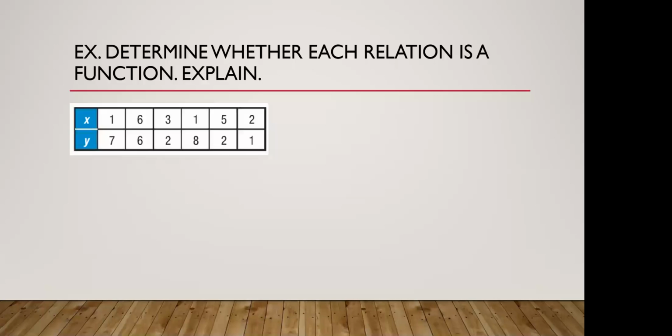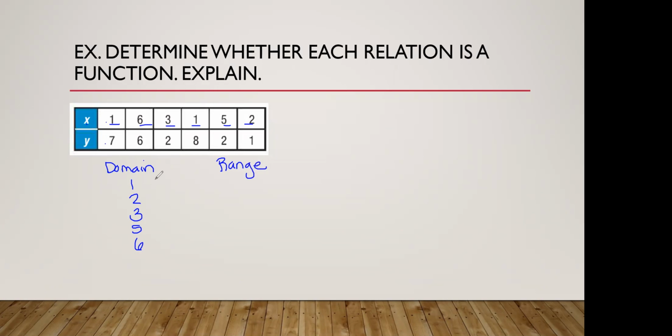All right, so let's look at this one here. So now it's presented in a different way, just a table. So now we have our x values. So we've got 1, 6, 3, 1, 5, and 2. So I'm going to put them in order. Okay. So I've got 1, 2, 3, 5, and 6. Okay. And then my range values.